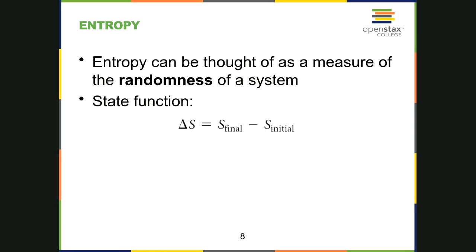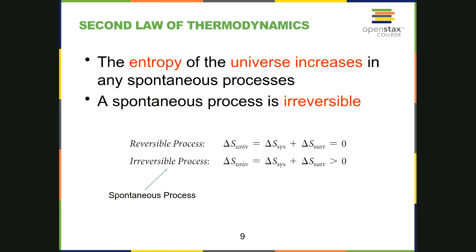Now back to our entropy thing we were talking about earlier. Entropy is a measure of the randomness of a system. It's a state function, meaning that if we're going to calculate it, we take the final entropy, the final randomness, and subtract from that where we were to begin with. This gets us to our second law of thermodynamics.